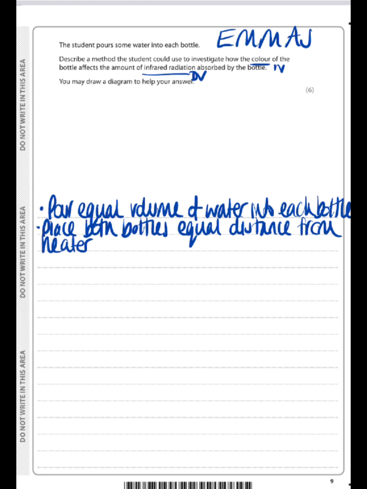Now, our heater, it's really important if we want to know how much radiation they've absorbed, we have to ensure that they're both receiving the same amount. And we've partly dealt with that by addressing the distance that we are from the heater, but we need to get the idea of the same heater setting or the same heater output for both bottles.